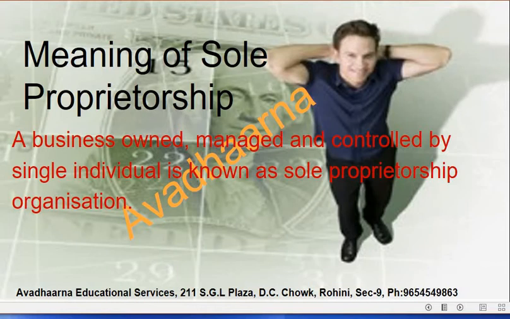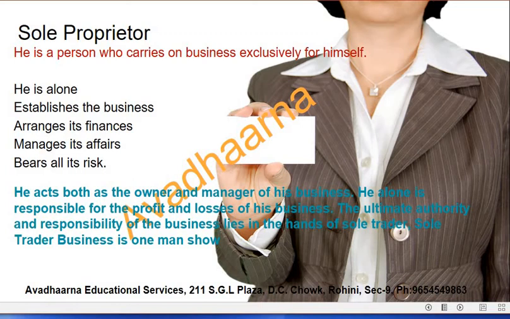A business owned, managed and controlled by a single individual is known as a sole proprietorship organization. He is a person who carries on business exclusively for himself. He alone establishes the business, arranges its finance, manages its affairs, bears all its risks. He acts as both the owner and manager of his business. He alone is responsible for the profit and losses of his business. The ultimate authority and responsibility of the business lies in the hands of the sole trader. Sole trader business is a one-man show.